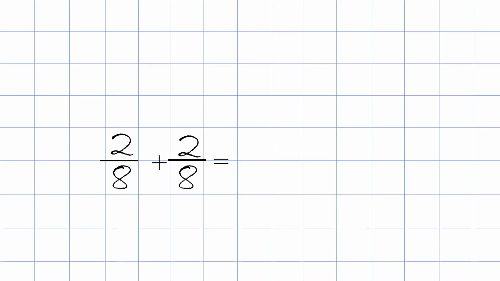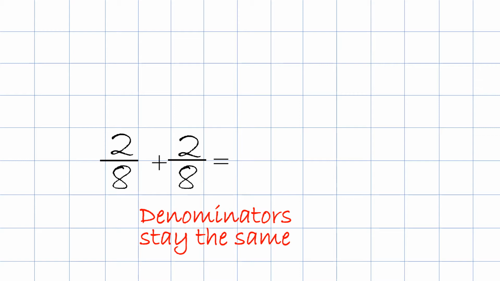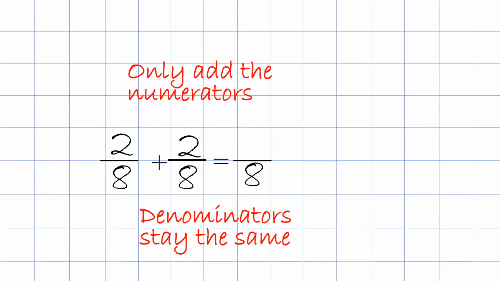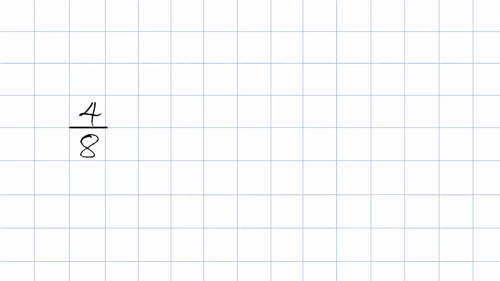So in front of us, we've got 2/8 plus 2/8. And we know that denominators, the bottom numbers, stay the same, so we just carry the 8 over right up here. And we only add the numerators. Numerators are the top number. So 2 plus 2 will equal 4. The answer is 4/8. Now 4/8 is something we will have to reduce.